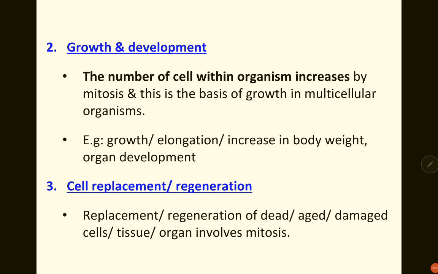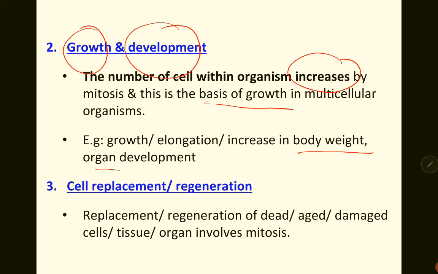The second importance is for the growth and development of the organism, where the number of cells will increase. This is the basis of growth in multicellular organisms, for example growth or increase in body weight or organ development. So from one cell, they grow into 2 cells, 3 cells, 4 cells, 5 cells, and so the organism grows. The third importance is for cell replacement or repair. When any cell is dead, aged or damaged, it will be replaced by a new cell.